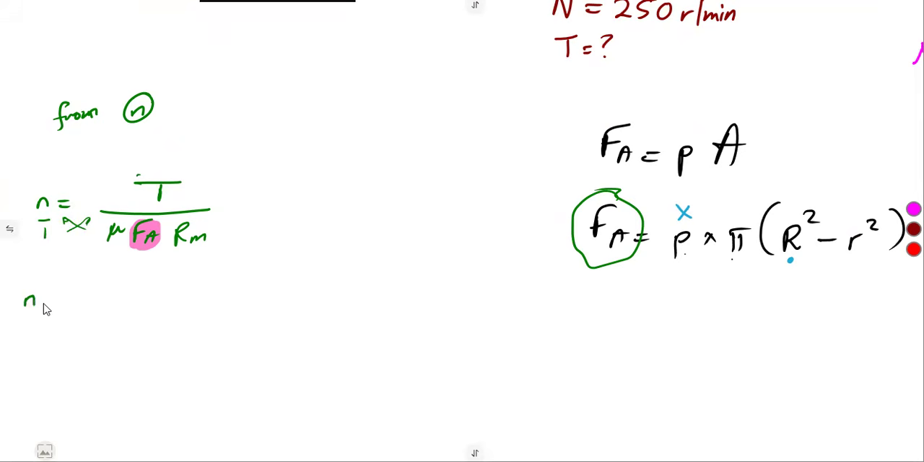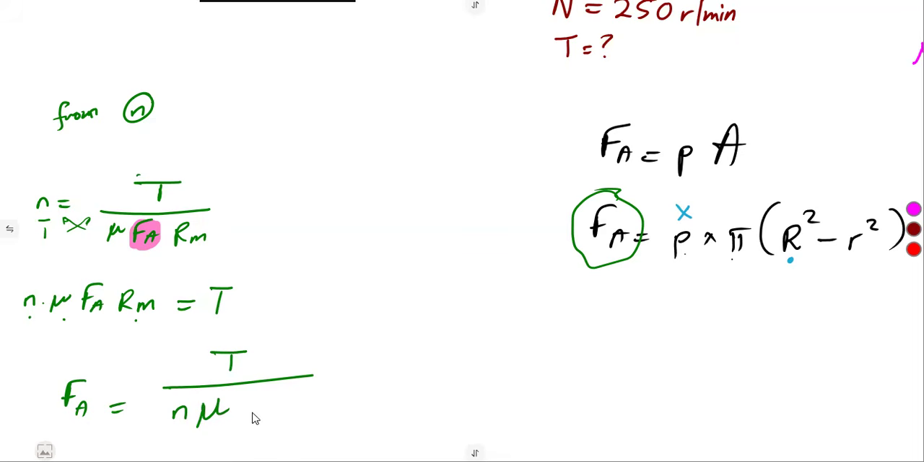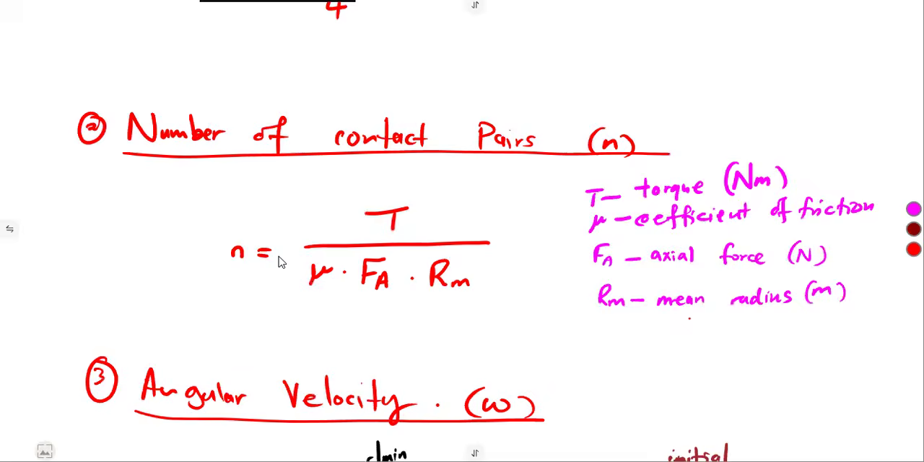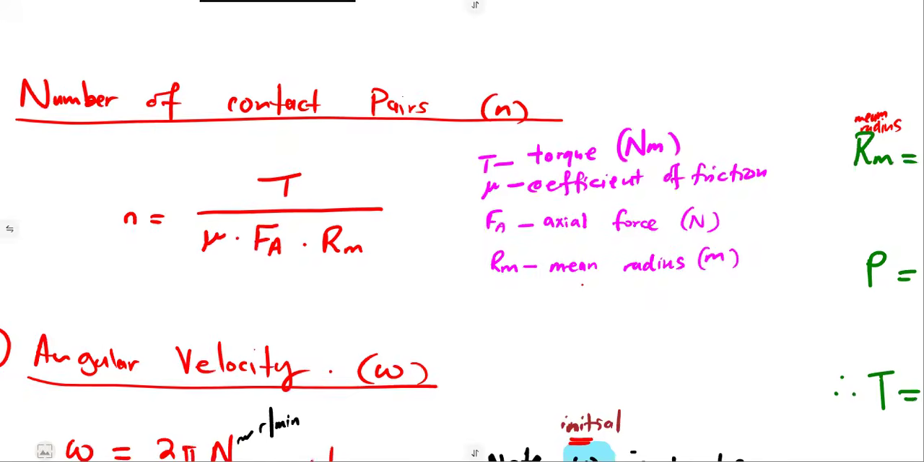All right, let me do it. N times the coefficient of friction, F_A times Rm, is equal to 1 times T, which is T. As we need F_A, we divide by N and the rest. So our F_A at the end is given as torque over N times the coefficient of friction times Rm. I'm going to add this formula as part of F_A, because F_A is always important in our calculations.